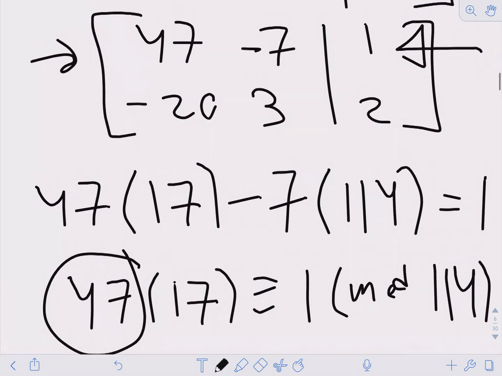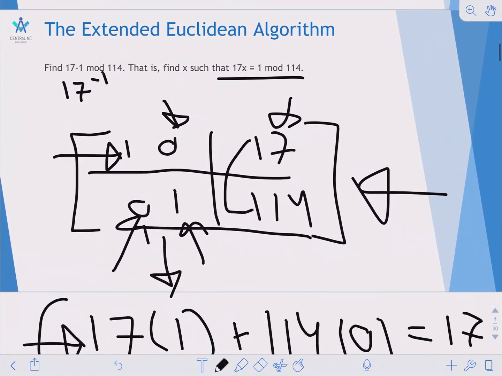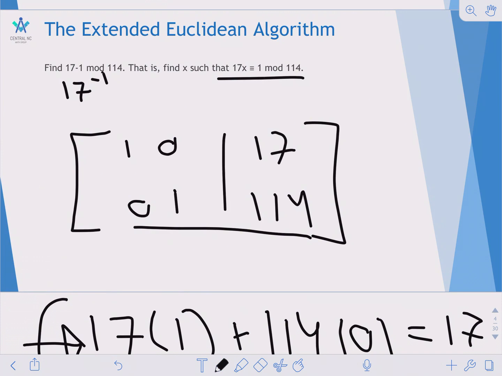So, to summarize, essentially what you do to find the inverse is you set up this augmented matrix. Let's get rid of all this extra stuff going on in here. You set up this augmented matrix, and you keep subtracting one row from the other row until you end up with a 1 in the right-hand column. And then that corresponding equation gives you the inverse.